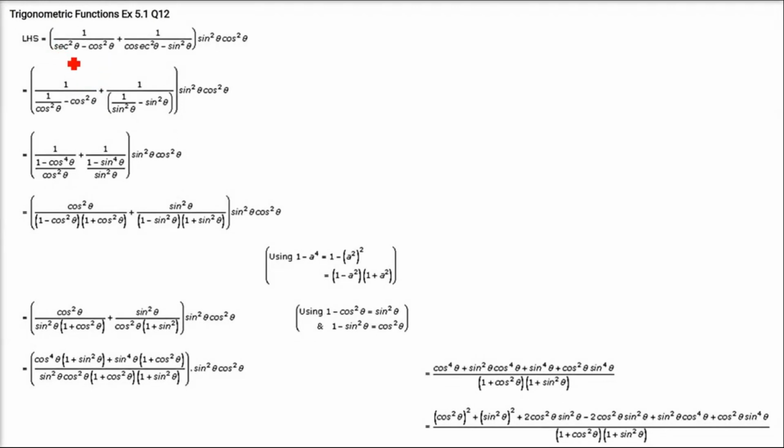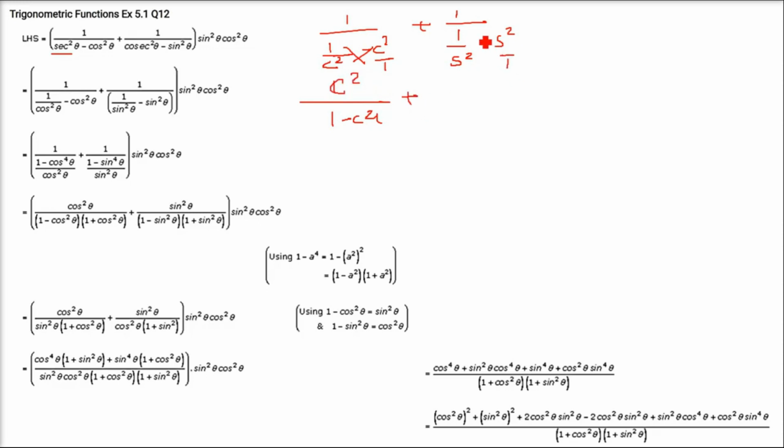First of all, we are going to convert this sec into 1 by cos, and cosec into 1 by sine. So what do we get here? 1 by cos square minus cos square, plus 1 by sine square minus sine square. Then in the bracket you have sine square cos square, so I'll just leave it. Let us solve this first one, then we'll come to sine square cos square. In the denominator, what do you get? 1 minus cos to the power 4 by cos square. I'm taking cos square in the numerator now. Plus, what do you get here?